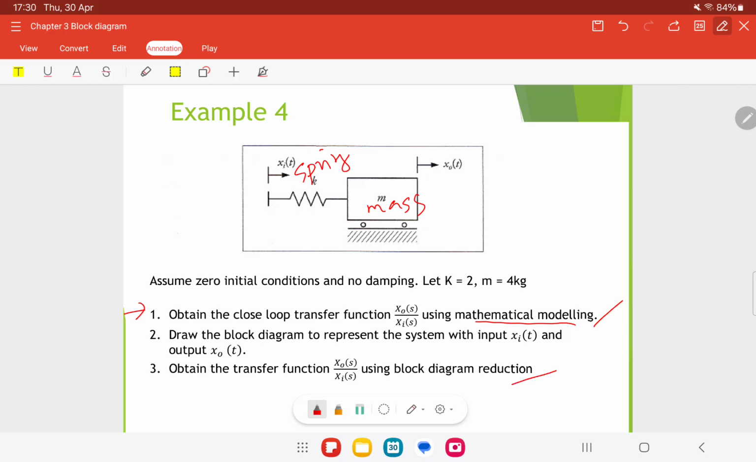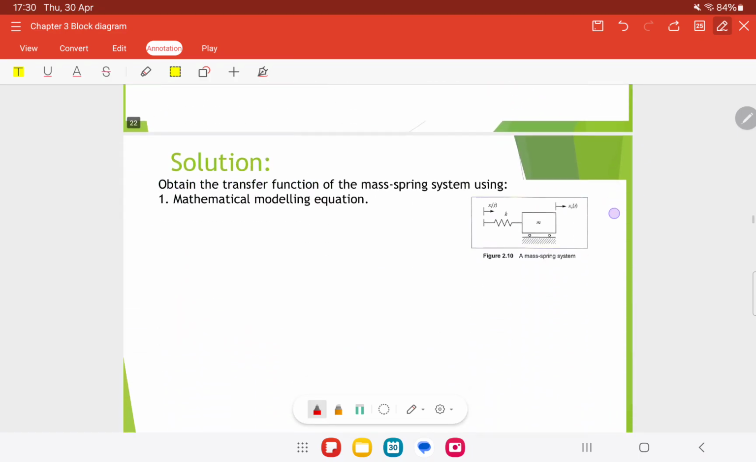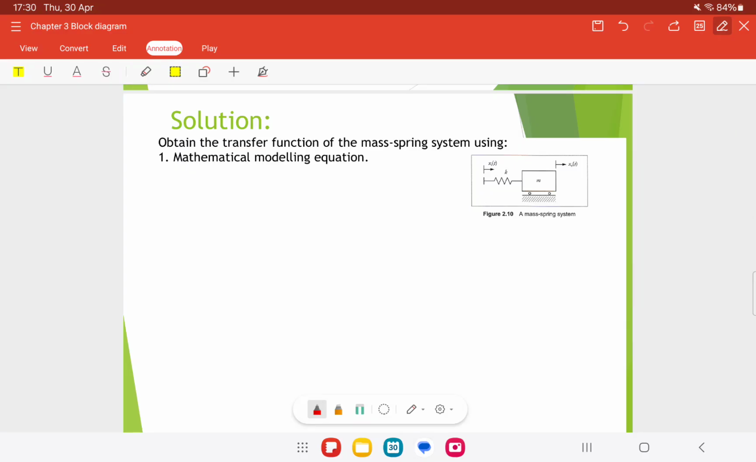Okay, so for this spring we need to know the K value, and for the mass, it is given as the M value. Alright, for the first one, let's do the mathematical modeling equation. This is the system that we have, a mass spring system. From here we know that our input is xi(t), our output is x naught(t). And then we have a summing point for this system, because we have the displacement of xi minus x naught.